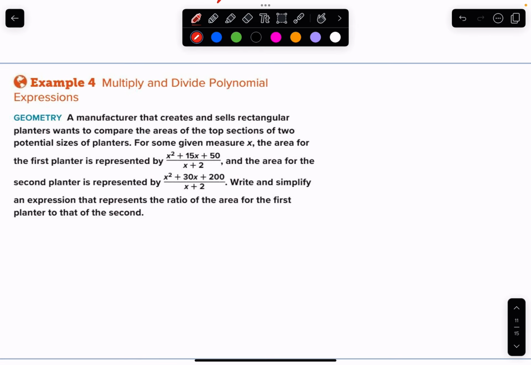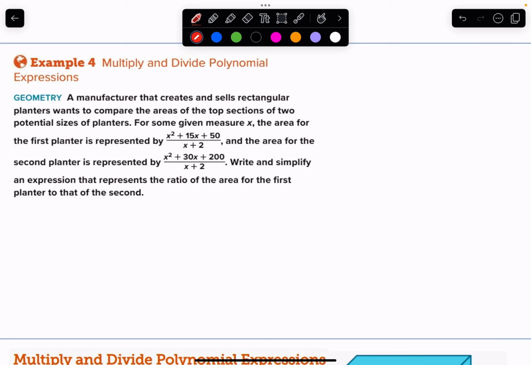Number 4, multiply and divide polynomial expressions. Hey, a word problem. Geometry style. A manufacturer that creates and sells rectangular planters wants to compare the areas of the top sections of 2 potential sizes of planters. For some given measure x, find the area for the first planter. The area for the first planter is represented by this. Great. And the area for the second planter is represented by that. Great. Write and simplify an expression that represents the ratio of the area of the first to that of the second. So we're going to do first as a ratio to second.